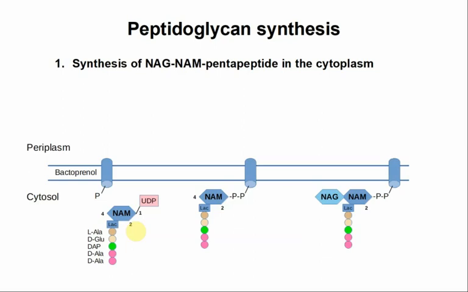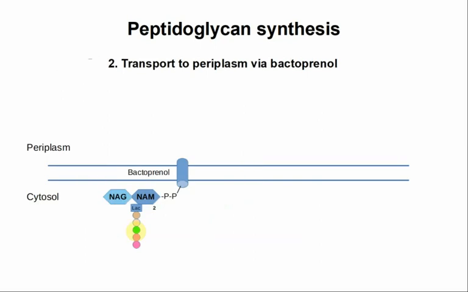Then the next thing that happens is that you get N-acetylglucosamine stuck on the other end of the NAM molecule here. So that's it. This is our repeated subunit of peptidoglycan, NAG, NAM, pentapeptide, all attached to bactoprenol diphosphate or pyrophosphate. So that's good. That's step 1. Next, this is also called lipid 2 in the biosynthetic pathway.